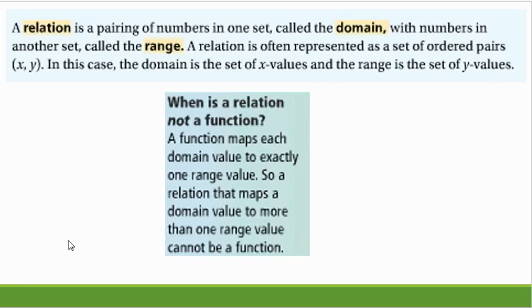So when is a relation not a function? A function maps each domain value to exactly one range value. That means all your x values only have one y value they go to. So a relationship that maps a domain value to more than one range value, so it has more than one y value, is not a function. So we're going to look at a couple of examples.